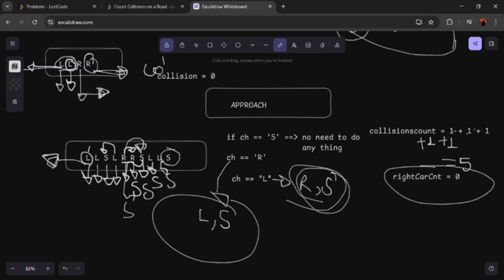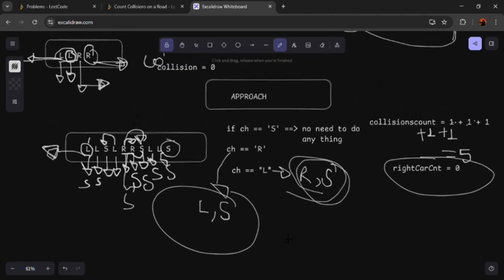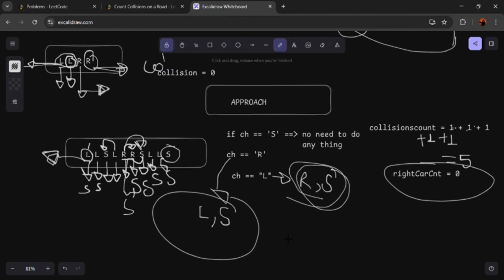Because the car going to the left side has already been checked: if there is a stationary car, it will collide with it and become stationary. And this car is also checking the previous car, so we don't need to store the left car count, because it becomes stationary after the collision. So this is how we have to do this question.